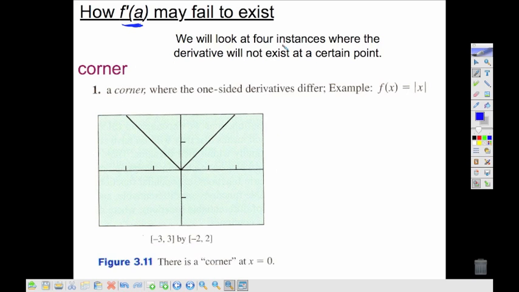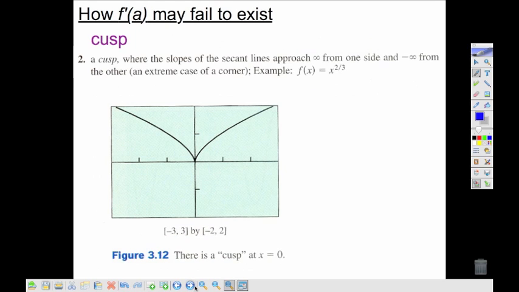We're going to look at 4 instances where it won't exist, basically looking at the graphs. One way this can happen is a corner where the two sides disagree. So for example, I have the graph of the absolute value function. On one side, my slope is -1, which means its derivative would be -1 on that side. It's equal to 1 on that side. Those two sides do not agree, so we don't know what's happening at that point. We would say that the derivative does not exist, and we call this a corner.